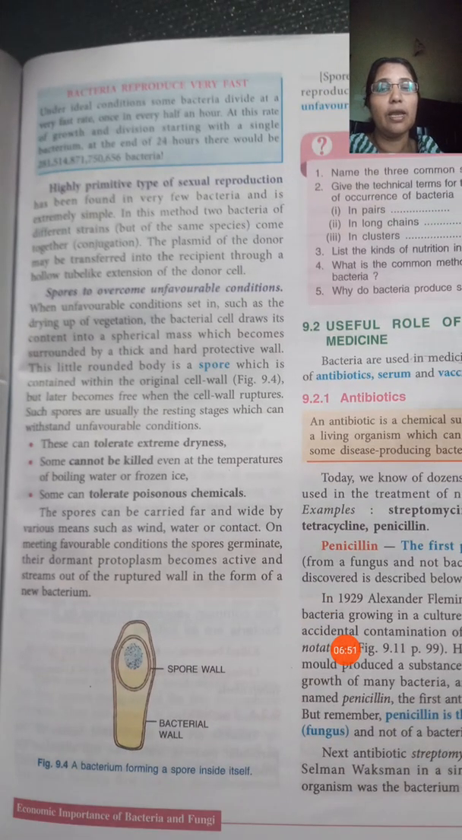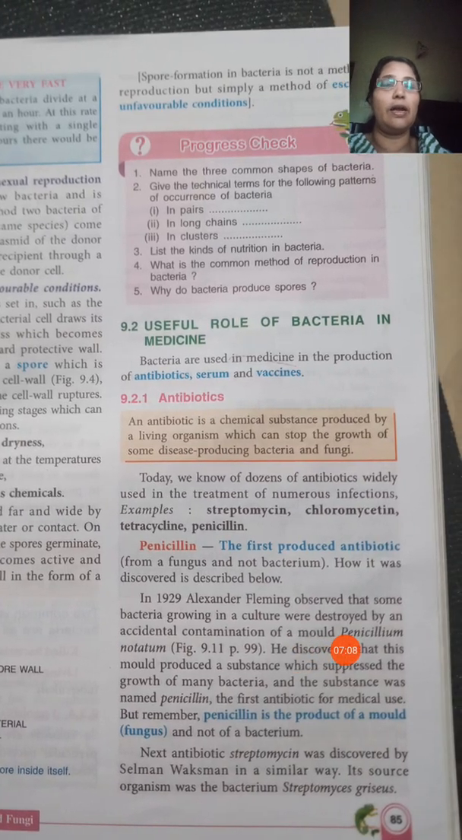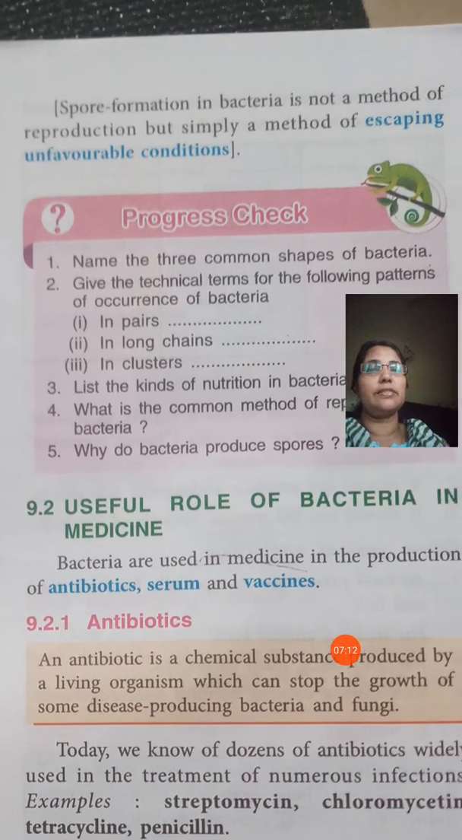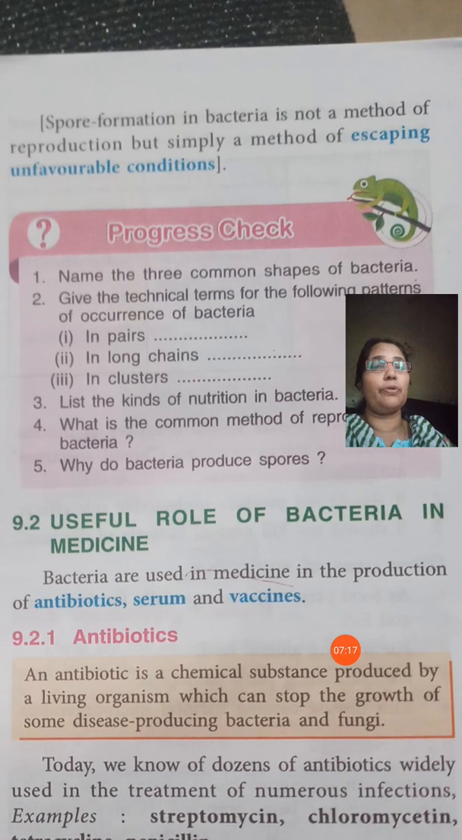Dormant meaning it will remain in a sleeping condition, its protoplasm remaining there in a dormant condition. When it gets a favorable condition, it will become active again. Another thing you have to notice here is that spore formation in bacteria is not a method of reproduction, but simply a method of escaping from unfavorable conditions.